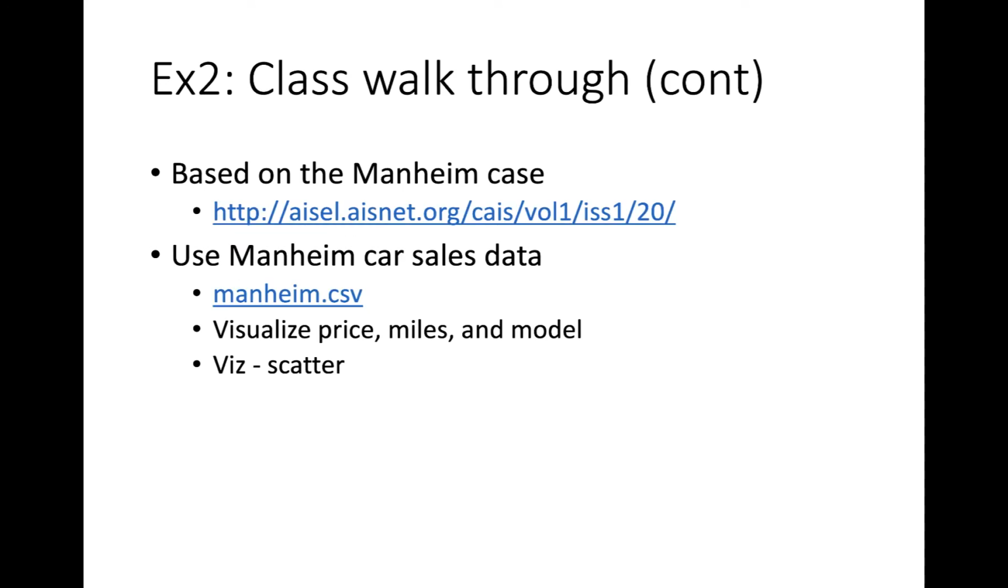In this walkthrough, the data is going to be based on the Mannheim case, and information on the Mannheim case is present at that link. This case is about an auto dealership that has cars that it sells either through auction or online. And so it is used car sales data. The data set is known as Mannheim.csv, and we will be visualizing different aspects about the data and consequently building a model based on this data.